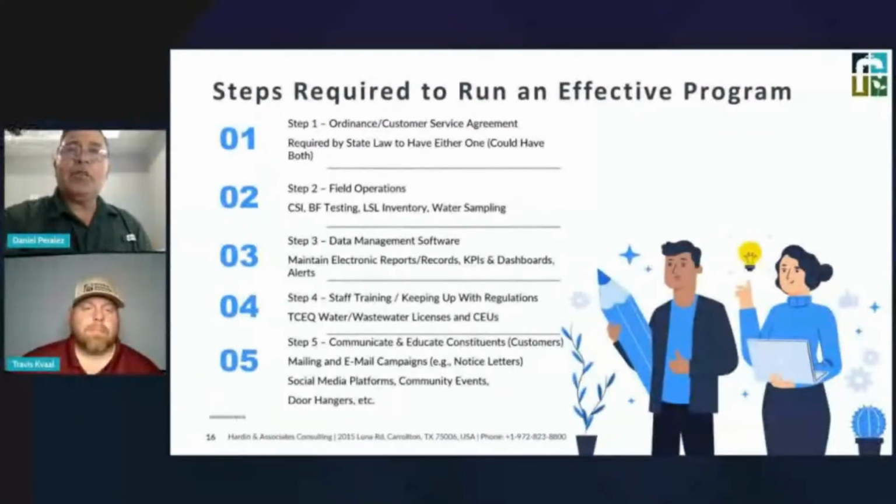Staff training is also very important. It keeps up to date with the constant changing of rules and regulations and staff's water and wastewater licenses. One of the most important parts of running an effective cross-connection control program is educating our customers and protecting our public drinking water supply by identifying and eliminating all the cross connections.